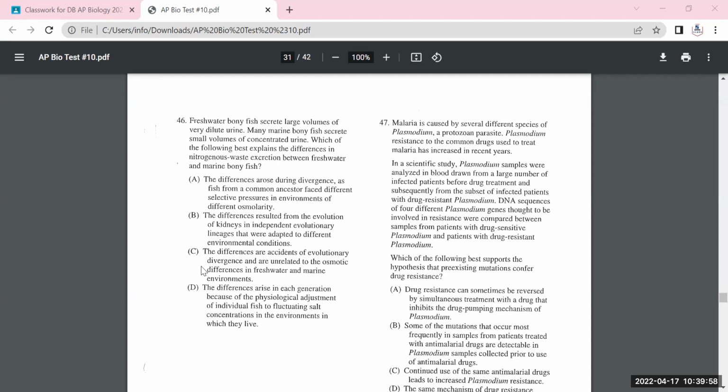Probably, like A says, the differences arose during divergence as fish from a common ancestor faced different selective pressures in environments of different osmolarity, right? So, yeah, those two, freshwater and marine bony fish, you probably had a change that occurred at one point in their phylogenetic tree, leading them to have those different traits. Okay, so 46 is A.